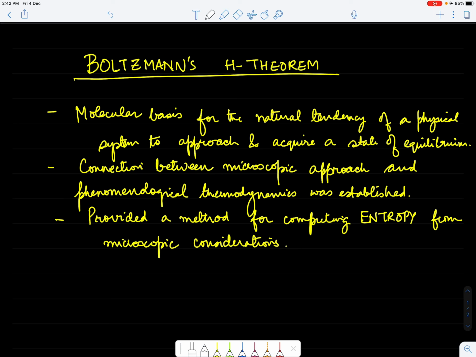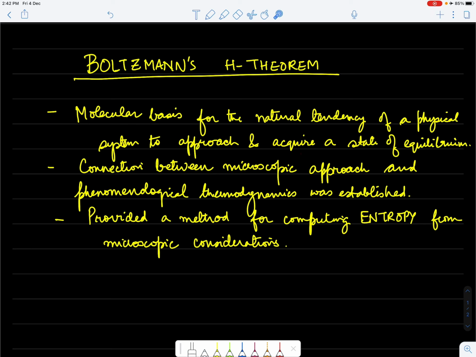So today's lecture is on Boltzmann's H theorem, which was actually derived by Boltzmann in 1872, and there are quite a few features and quite a few reasons why this theorem is important. The first reason is that it was the first one to provide a molecular basis for the natural tendency of a physical system to approach and acquire a state of equilibrium.